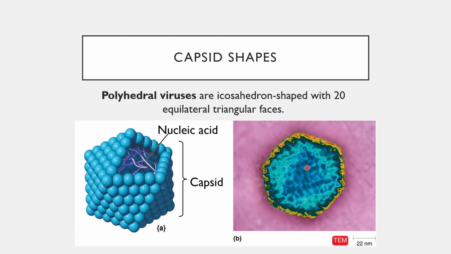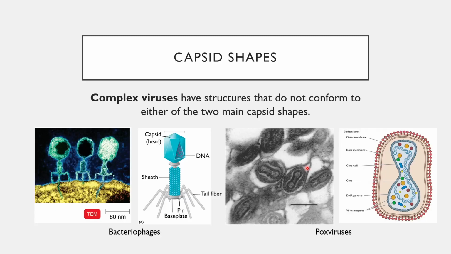The third category of capsid shape is called a complex structure. Complex viruses have a capsid shape that does not conform to either one of the two main capsid shapes. So for example, bacteriophages right here, they actually exhibit a combination of two capsid shapes in one. They have a helical shaped sheath or tail, and they have a polyhedral shaped head.